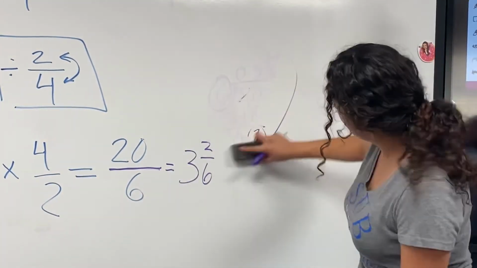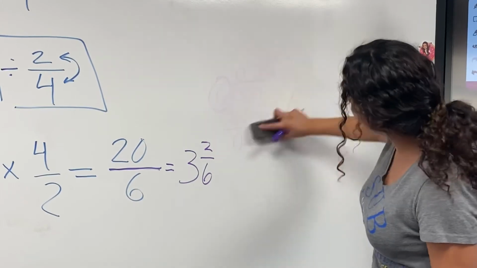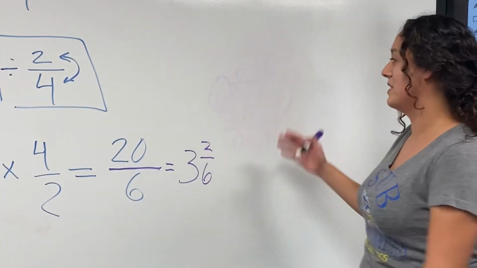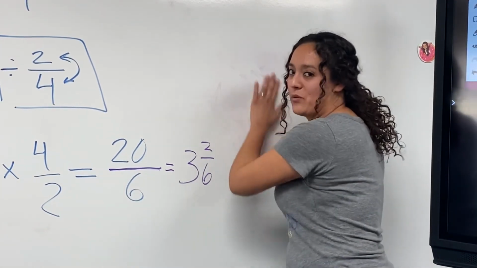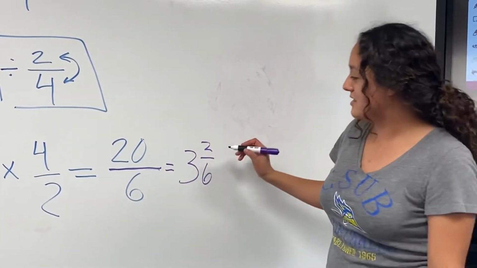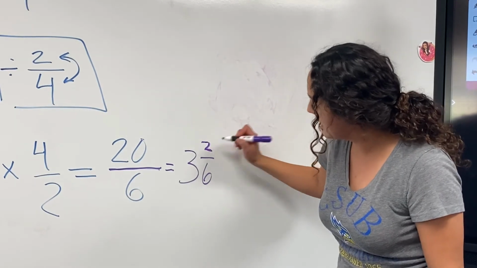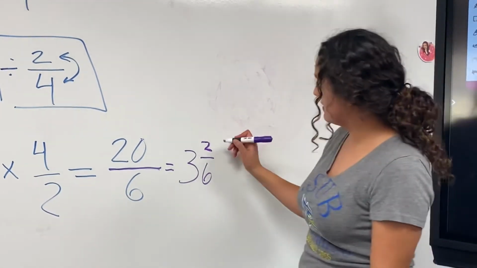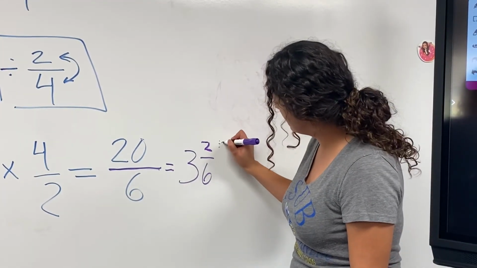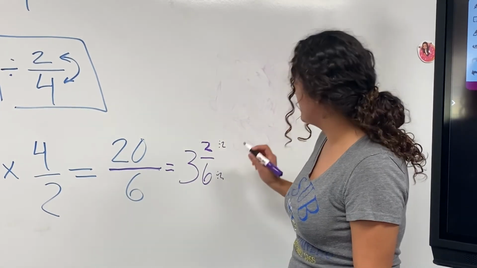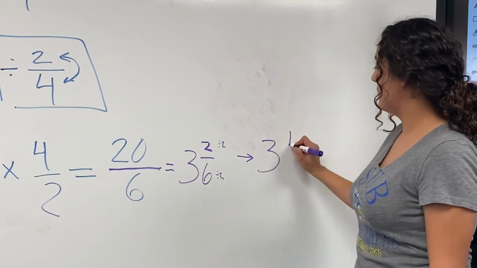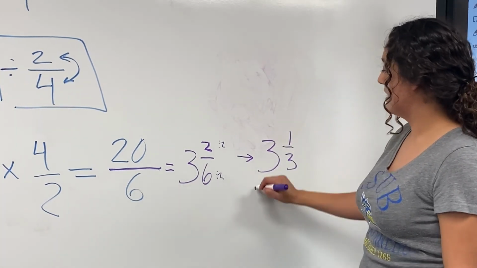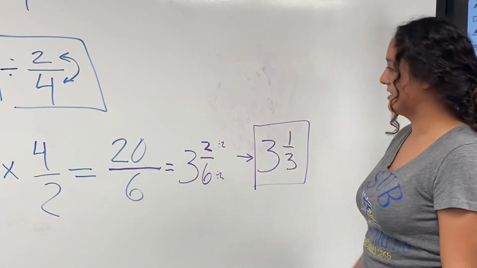But wait, there's more. I want a good grade. I don't want to be skipping steps like I was right now, rebelling. I could still simplify 2/6. Okay. So how do I do that? I can divide the top and the bottom by 2. And now my final answer is 3 and 1 over 3. That is the most simplified I can get.